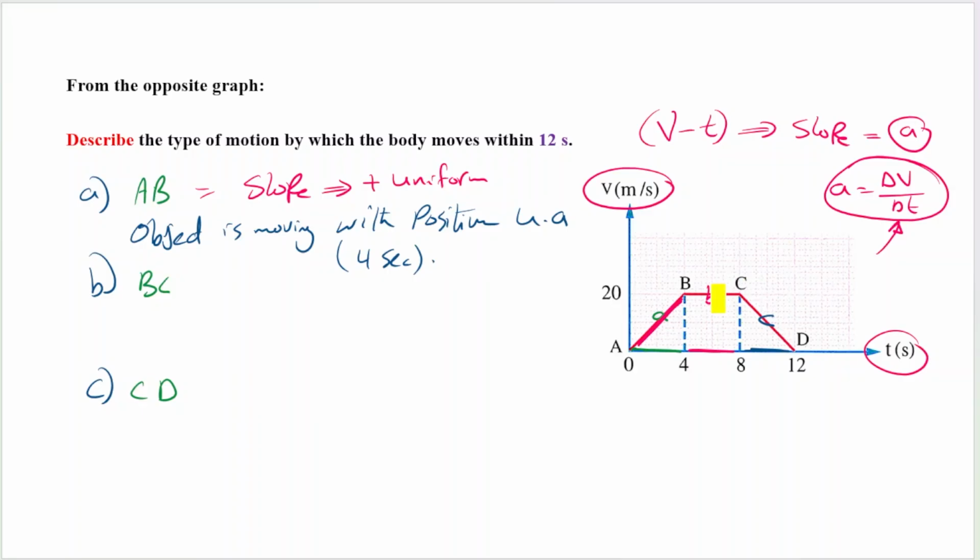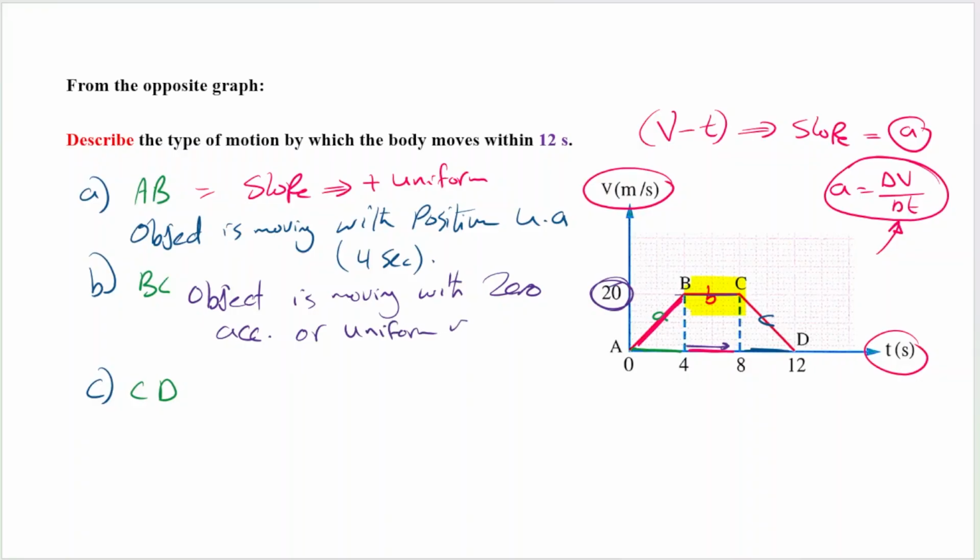But what about the interval from B to C? As you can see, as time passes from 4 to 8, the velocity is constant at 20. So this means that this object is moving with zero acceleration or with uniform velocity, which is equal to 20 meters per second.